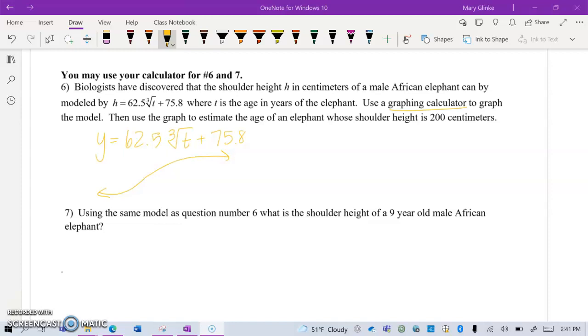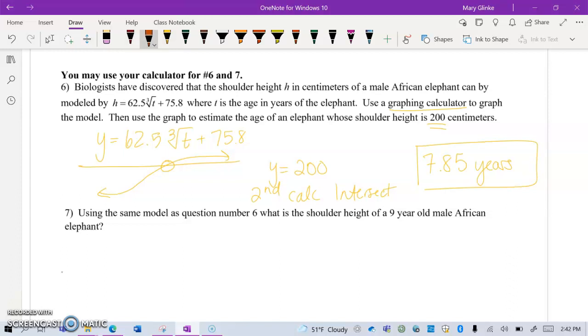We are asked to figure out the age of the elephant whose shoulder height is 200 centimeters. So for this one, the 200 centimeters is your shoulder height. So if you were to type in another equation here, 200 would be your y value. So you're going to have to do second calculate and figure out where those intersect. So you can go ahead and do that, and you can try to figure out exactly where that would be. When you do that, you should get this answer 7.85 years for your x value for a height of 200.